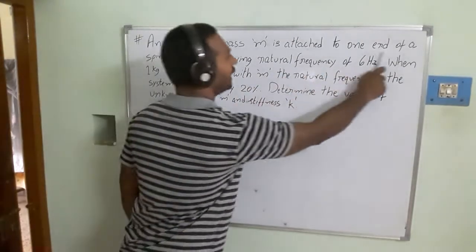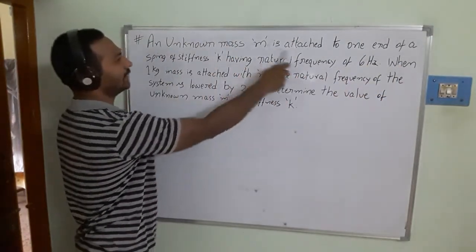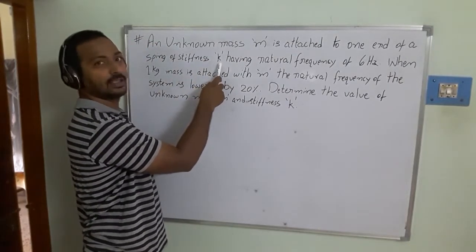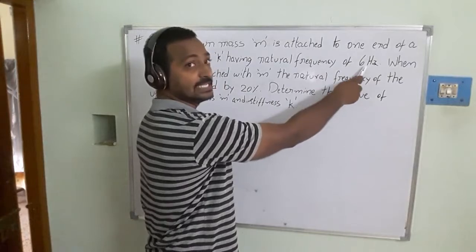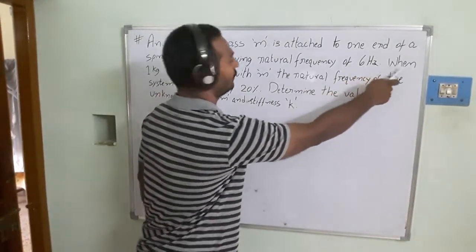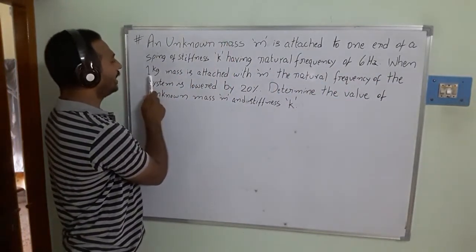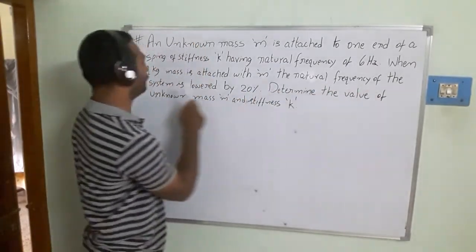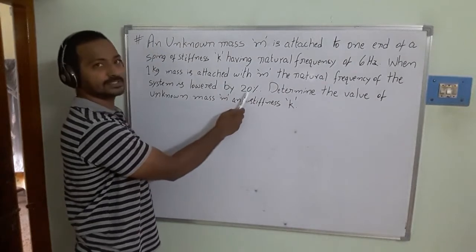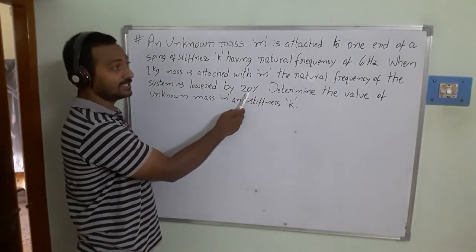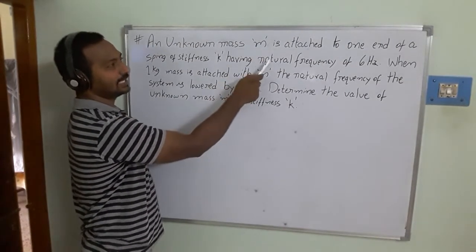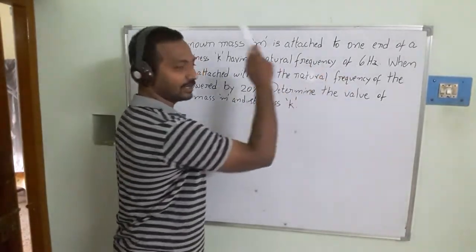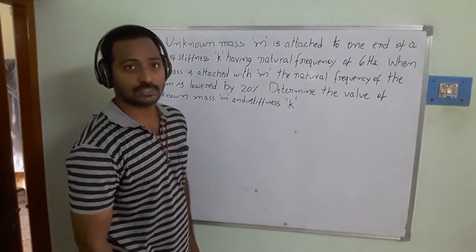One end of a spring is connected to the mass, and the spring constant is k, giving a natural frequency of 6 Hz. When a 1 kg mass is added to m, the natural frequency of the system is lowered by 20%. That means one system, the spring and mass attached, generated a natural frequency of 6 Hz.